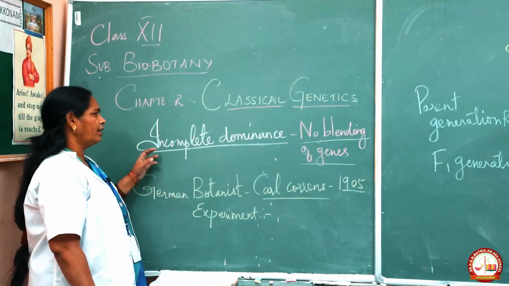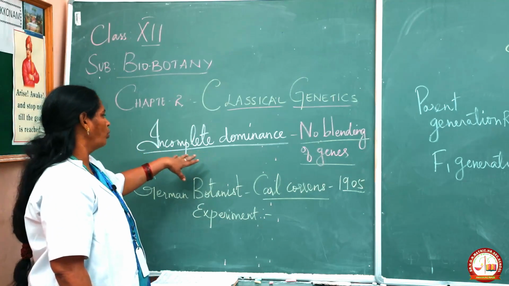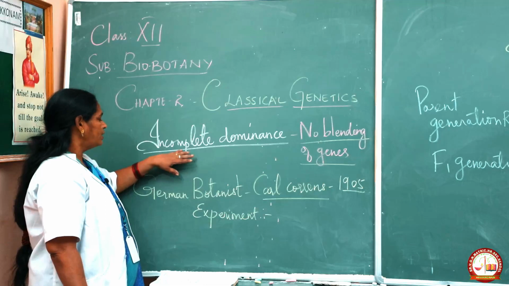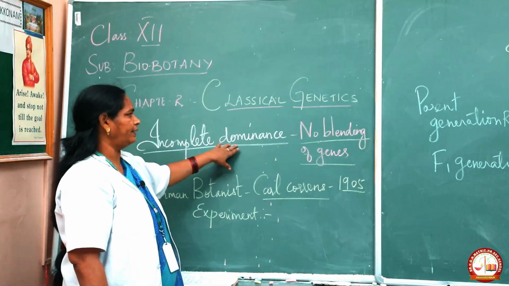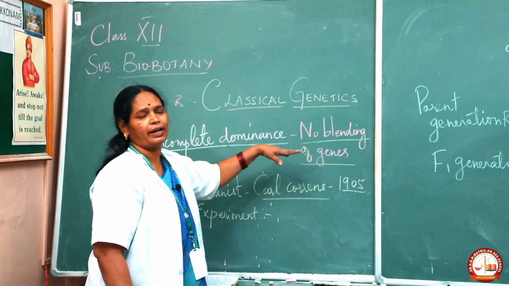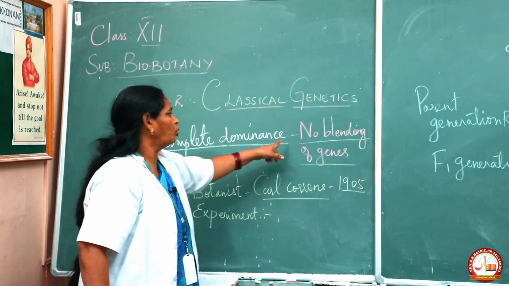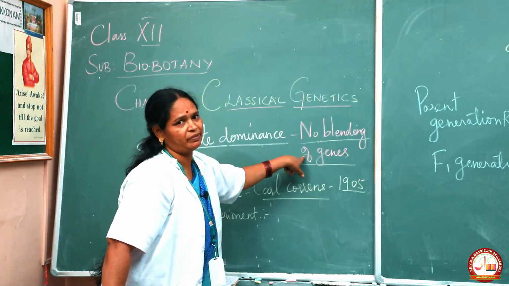Children, now we'll see the first gene interaction, that is incomplete dominance. What do we mean by incomplete dominance? The dominance is not complete there. There is no blending of genes. Only segregation of the genes occurs, but no blending occurs between the genes.